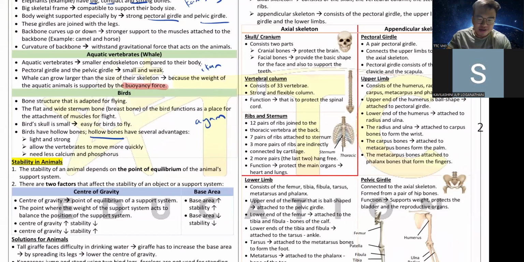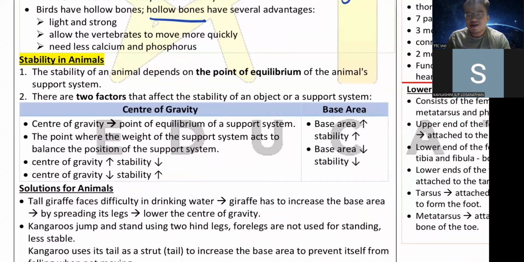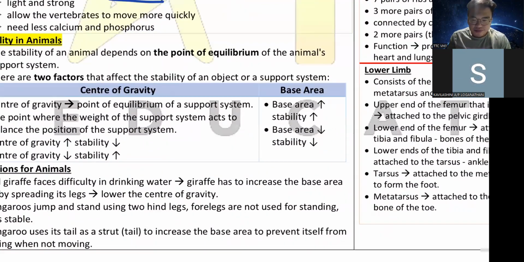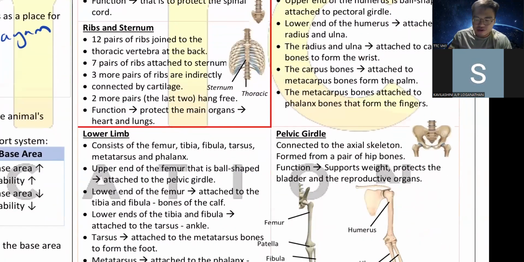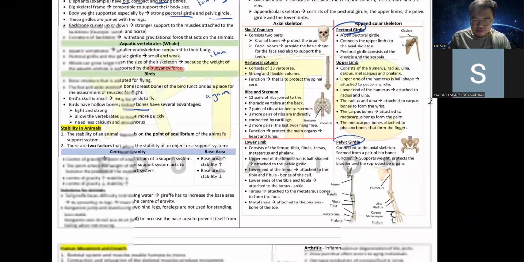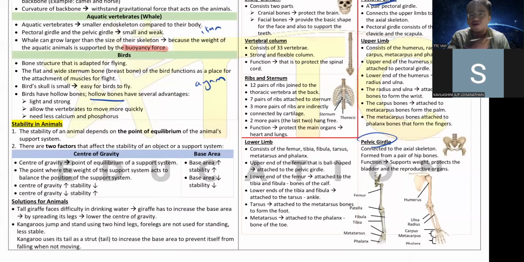And then stability. This one is like a sports car. How do you make a car stable? You have low center of gravity and wide base area. So that would be your stability. And then you have your pelvic girdle and pectoral girdle. Your upper body support comes from your pectoral girdle. Your lower body support comes from your pelvic girdle.